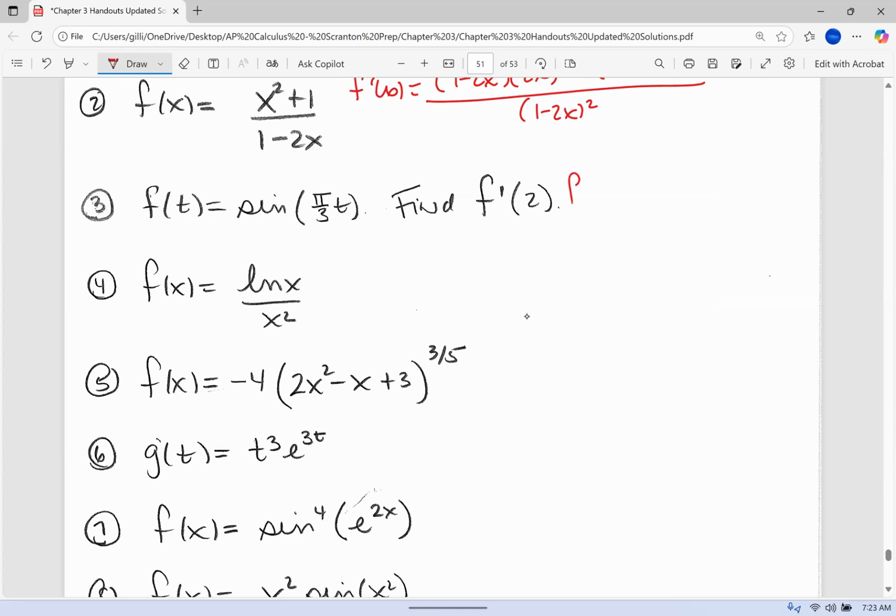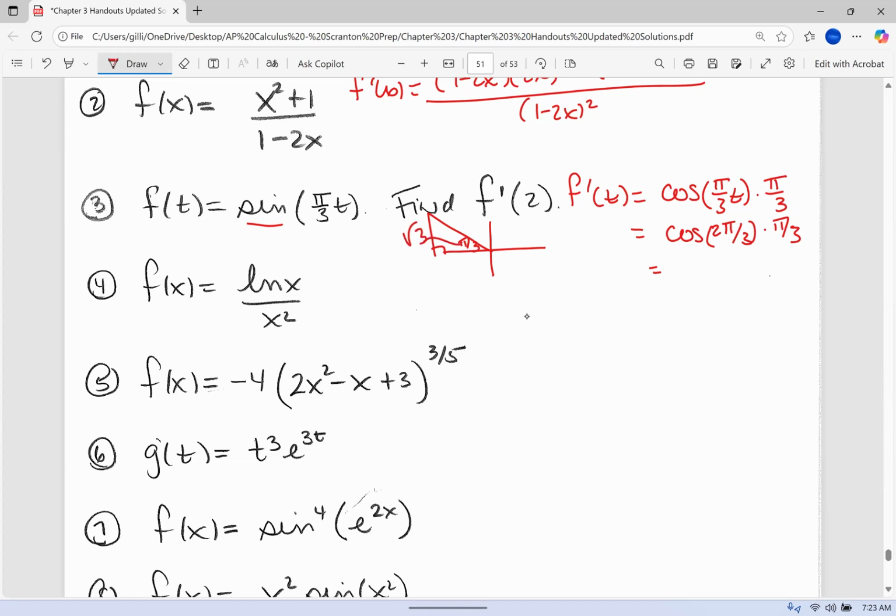And number 3, f prime of t, the derivative of sine is cosine. It's a function within a function. Repeat the inside and times it by the derivative of the inside, which is pi over 3. But I need to replace t with 2. And the cosine of 2/3 pi, 2/3 pi puts me here. Pi over 3 is my reference angle. Across from that's root 3, -1 and 2. Cosine is the x over the r, so it's -1/2 times pi over 3, which is negative pi over 6.